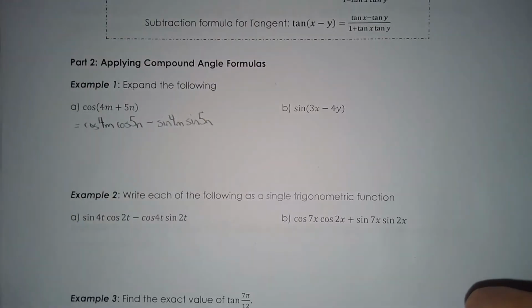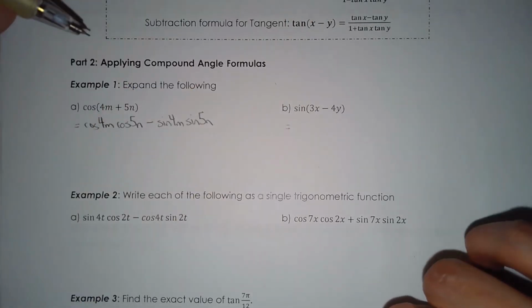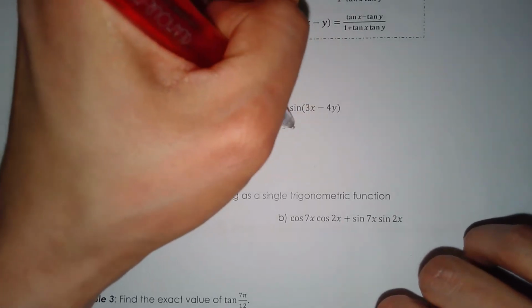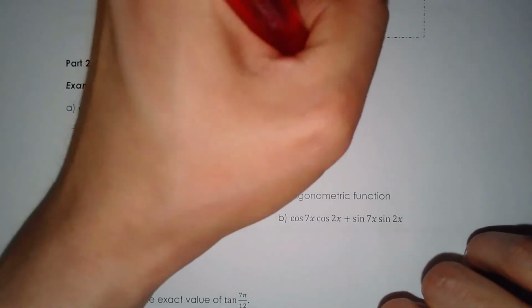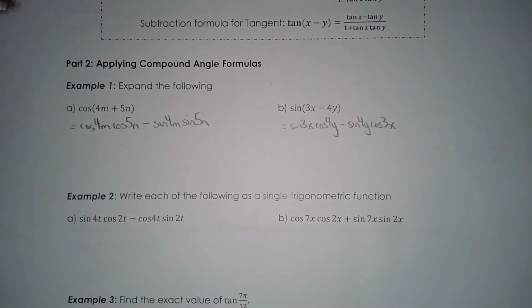Sine of 3x minus 4y. So this one, you're going to use the subtraction formula for sine. So sine of 3x cos of 4y minus sine of 4y cos of 3x. Okay, so all you have to do is remember your formulas for these two questions.